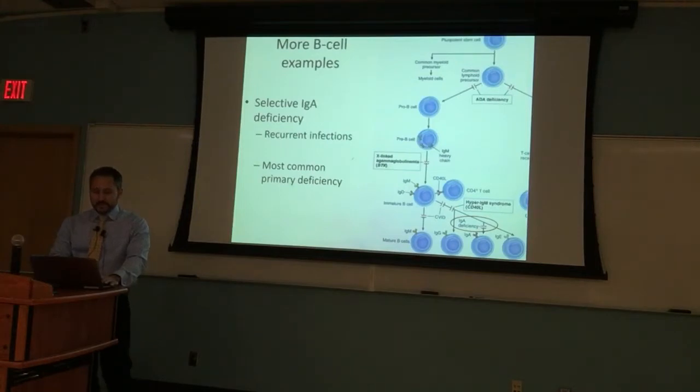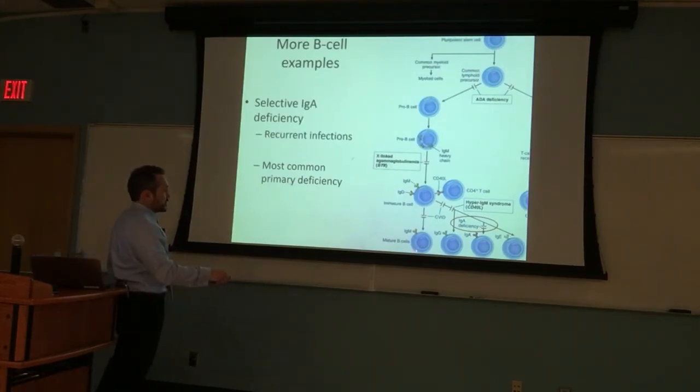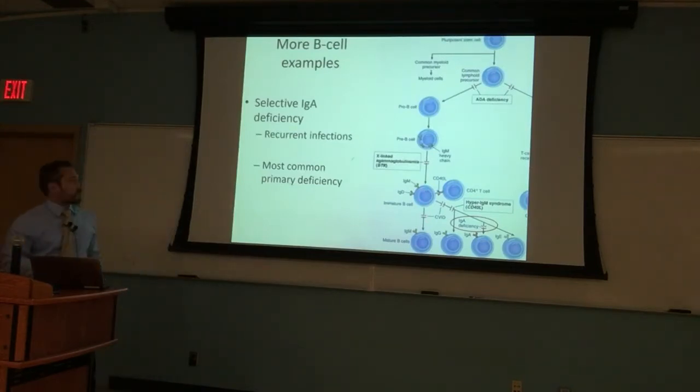These recurrent infections are in body secretions, and IgA is found not only in body secretions but also in the blood, right? It circulates in the blood. Okay, but the patients make IgE, they make IgG, they make IgM, they make IgD, and the T cell response is fully functional.